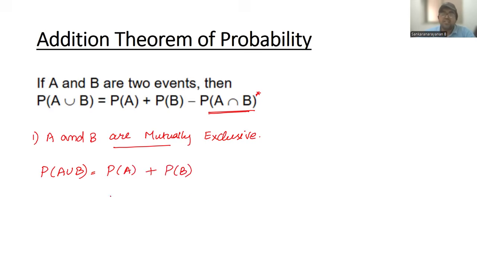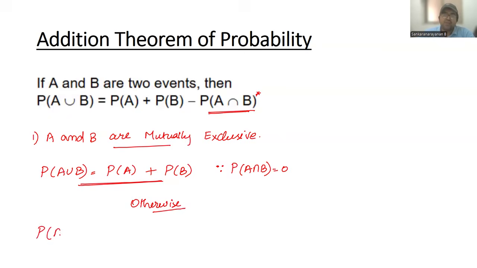Because if the events A and B are mutually exclusive, please be aware that P of A intersection B will be equal to 0. So this is the result that we will be considering when A and B are mutually exclusive. Otherwise, that is, A and B are independent.